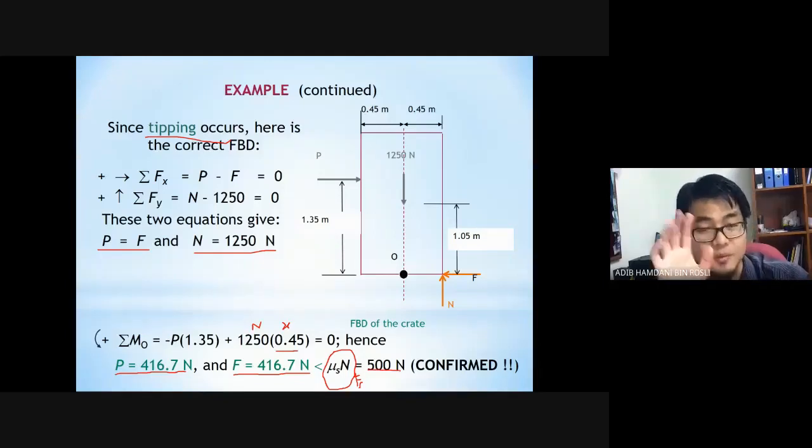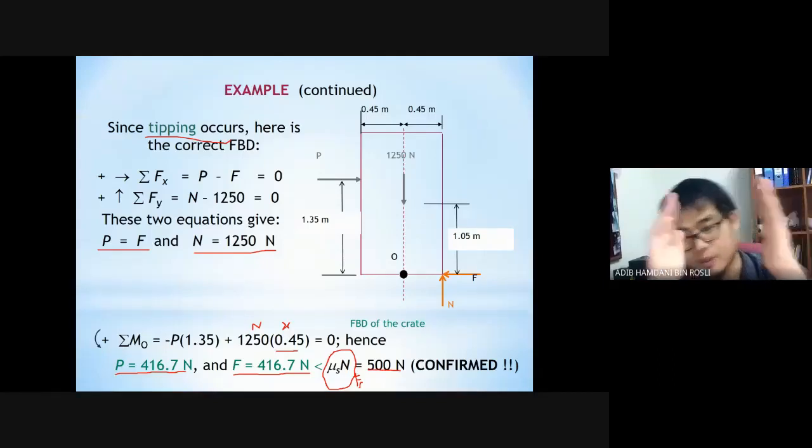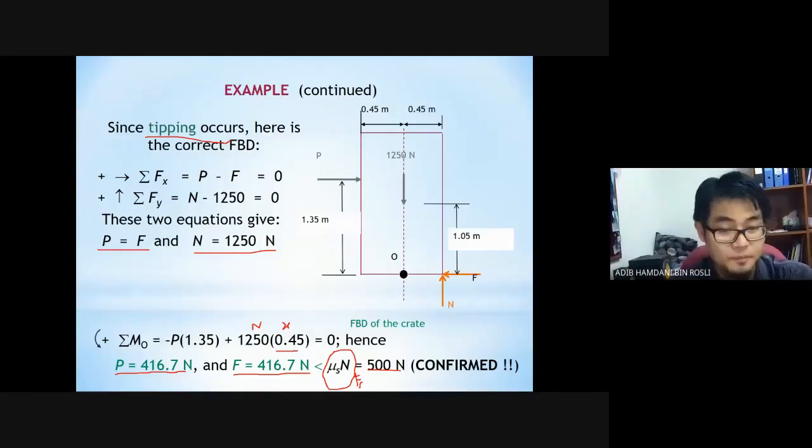This assumption is correct, which means that this block, when you apply load like that with this kind of configuration, right, it will tip first before it slides.